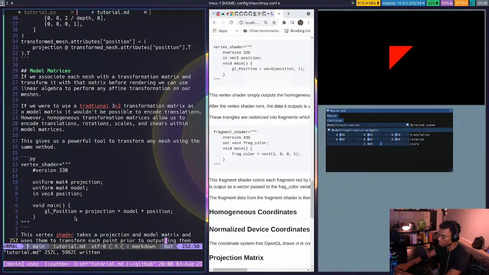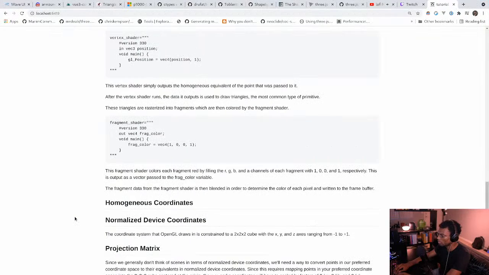Transform each point prior to outputting them. I think that's all I needed to say, really. Traditional. Great.